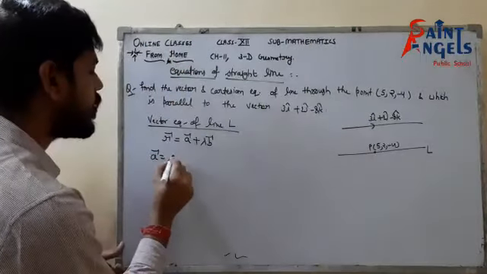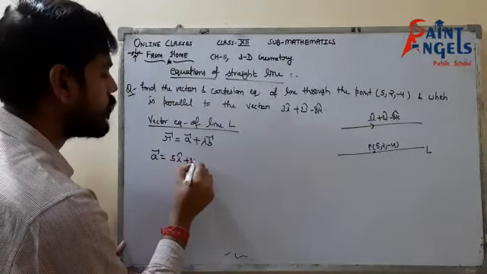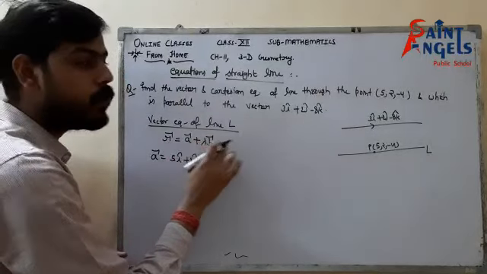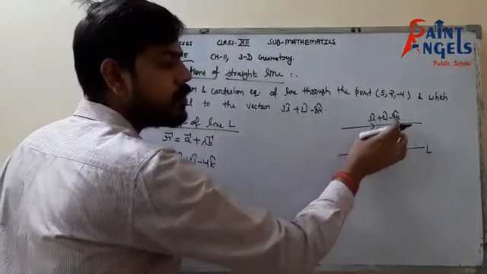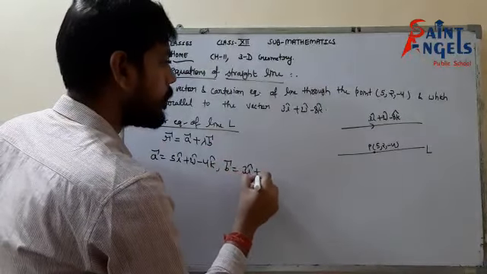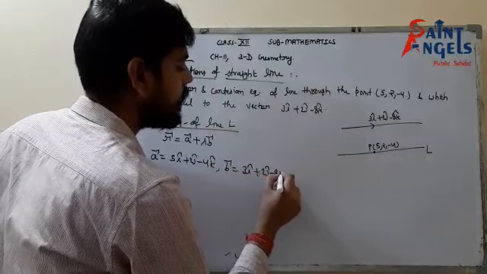So vector a is 5i cap plus 2j cap minus 4k cap. And vector v is the vector to which the line is parallel. So the line is parallel to this vector. So vector b equals 3i cap plus 2j cap minus 8k cap.